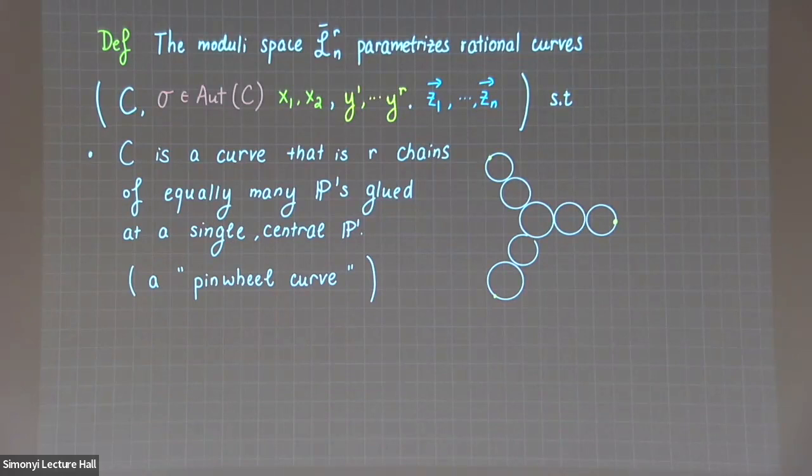This moduli space L_R^N bar parameterizes rational curves that have a lot of symmetry and decorations. So first is a curve that topologically looks like R chains of P1s, and each chain has the same number of P1s that glue together at a single central P1. So we call this a pinwheel curve.